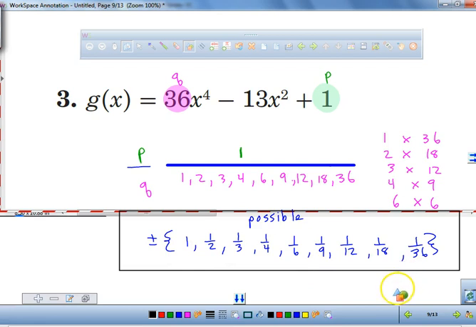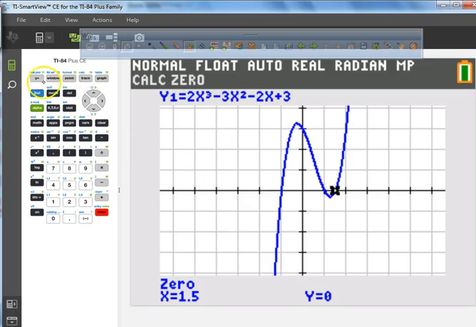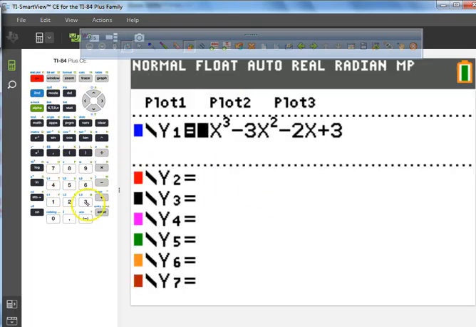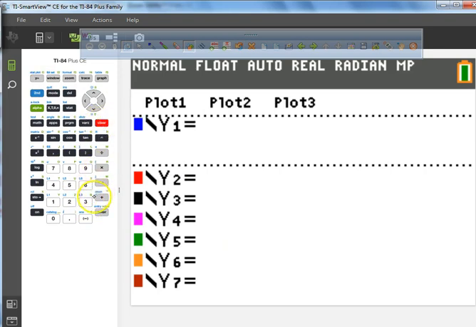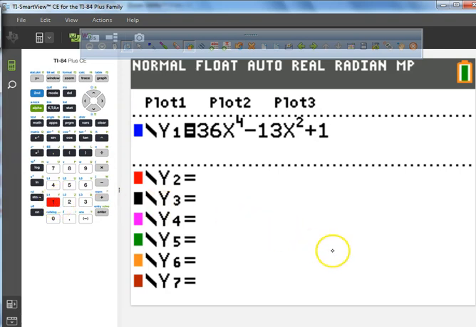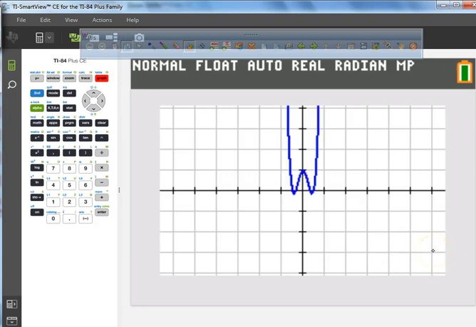Now we have to find our what? Our actual real zeros. So this is where I want you to use the graphing calculator. Okay? So type this in the graphing calculator and take a look at it. Then y equals 36x to the 4th, is that right? And we have, is it minus 13x squared? And then what's the last number? Plus 1? Okay. So once you got it typed in, hit graph. Ooh.